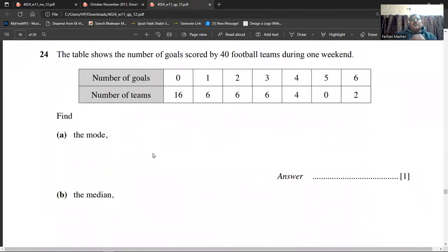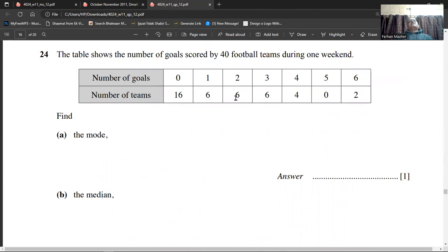So the next question is question number 24. He says the table shows the number of goals scored by 40 football teams during one weekend. So here we have number of goals: 0 goal, 1 goal, 2 goals, 3, 4, 5, 6 goals. 0 goals is 16 teams, 1 goal, 6 teams, 2 goals, 6 teams, 3 goals, 6 teams, 4 goals, 4 teams, 5 goals, 0 teams, 6 goals, 2 teams.